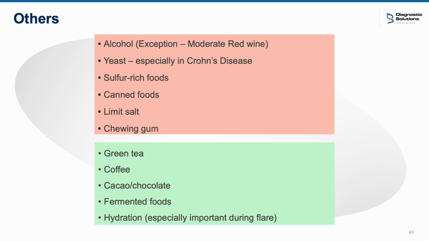Now, what we can have and what's encouraged is a lot of green tea. Coffee seems to be fine for most people, and then some people might find it to be a trigger. Chocolate, fermented foods, and lots of water, especially if a person is flared and experiencing diarrhea.